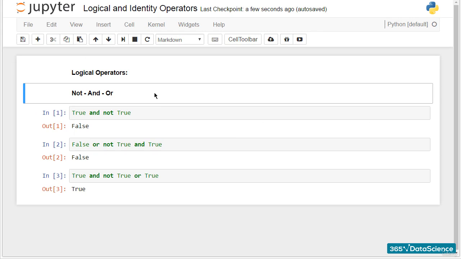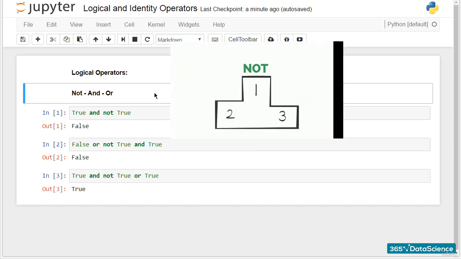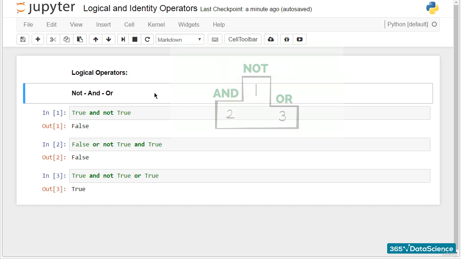The fun starts when you combine these logical operators. In these occasions, you must respect the order of importance of these three operators. It is NOT comes first, then we have AND, and finally OR. The examples in these three cells will help you get the right intuition.